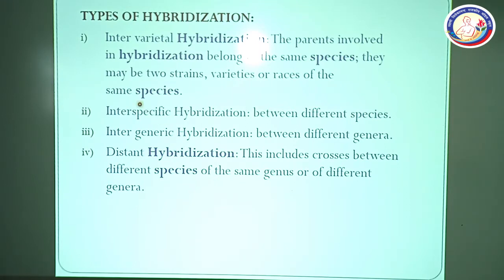Now next is types of hybridization. As far as types of hybridization is concerned, this is of different types. First is intervarietal hybridization. The parents involved in hybridization belong to the same species. They may be of two strains, varieties or races of the same plants. So species is same but variety is different.